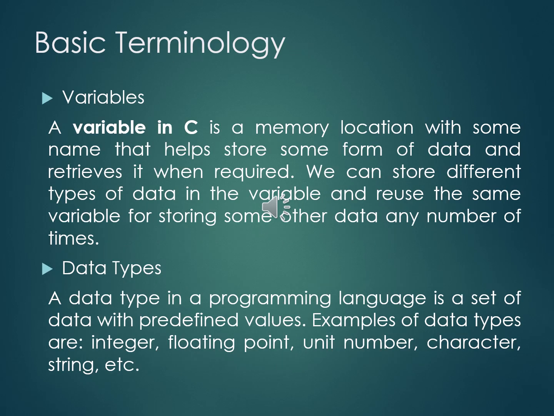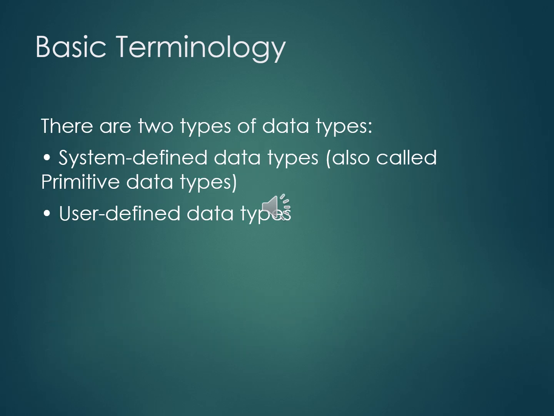In programming, a variable is a memory location that stores data. Data types define the kind of data a variable can hold. For example, integers, floating points, characters, and strings are all data types that tell the compiler how to interpret the stored data.